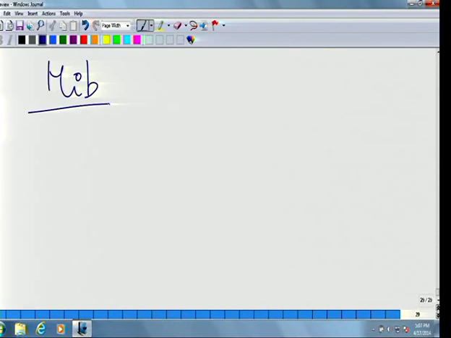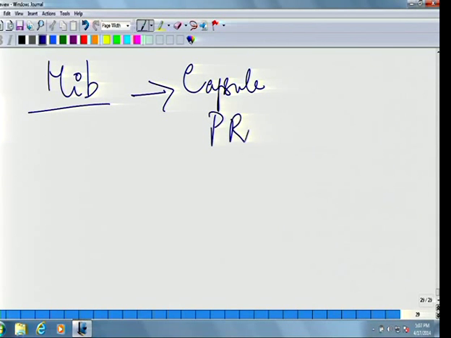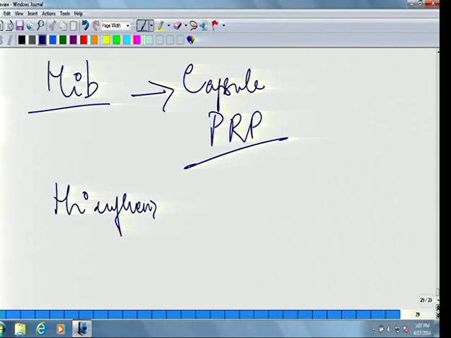What is the most important virulence factor of Haemophilus influenzae type B? The capsule. And what is there in the capsule? The PRP, the polyribosyl ribitol phosphate. That is what makes the B so virulent. The Haemophilus B is virulent because of the PRP. The other Haemophilus influenzae don't have this PRP in their capsule. That's why they are not that virulent.